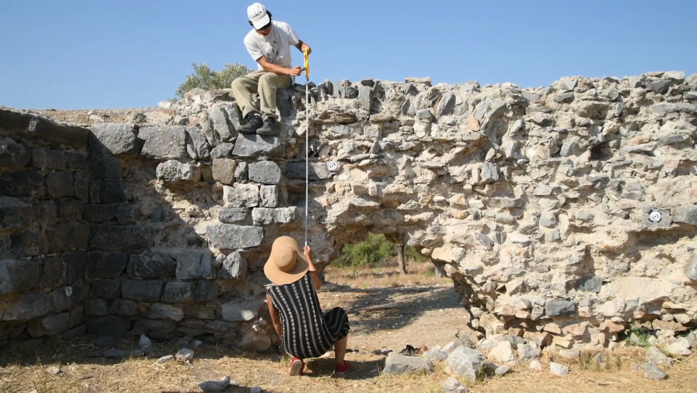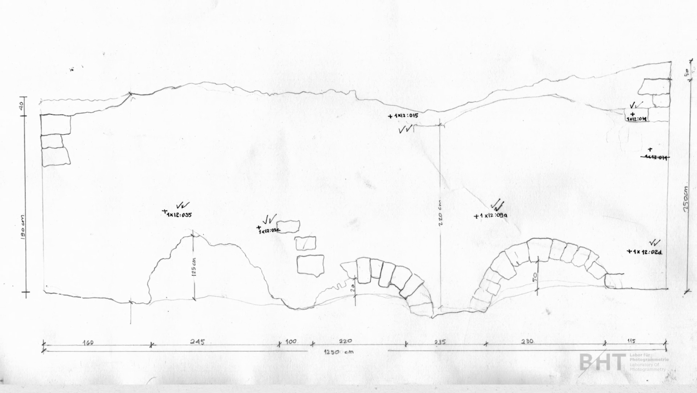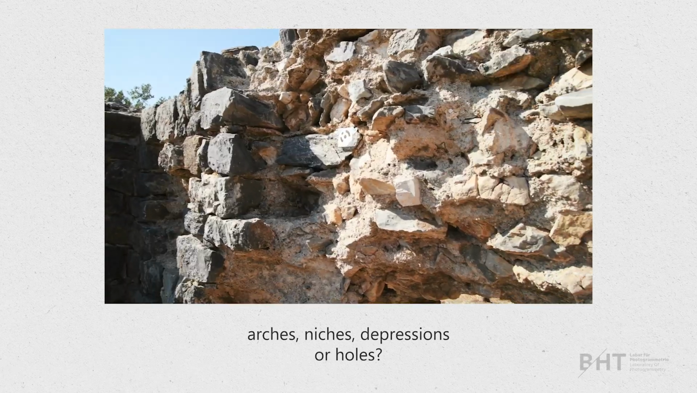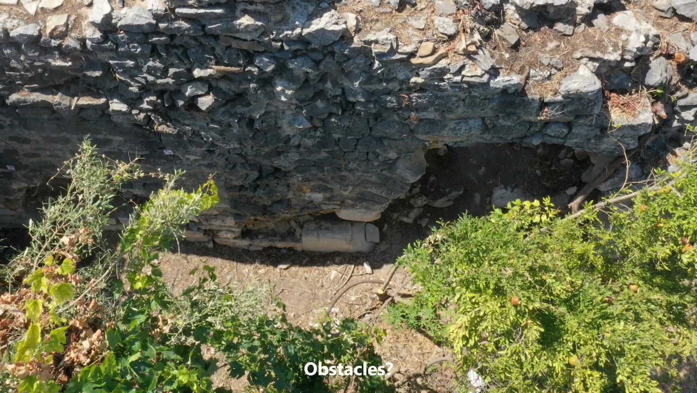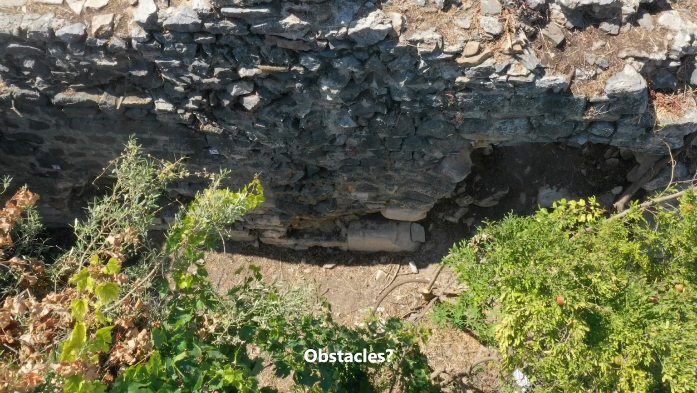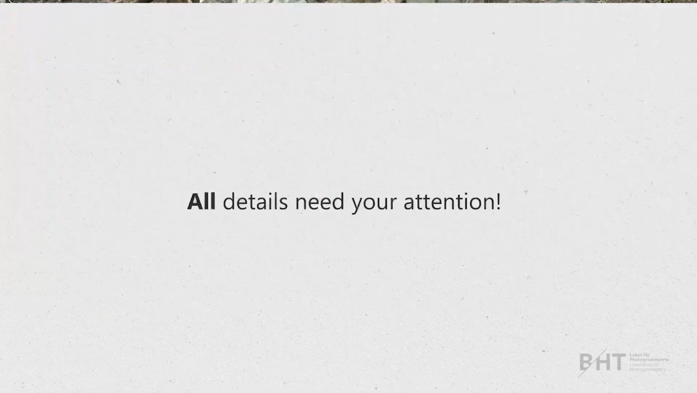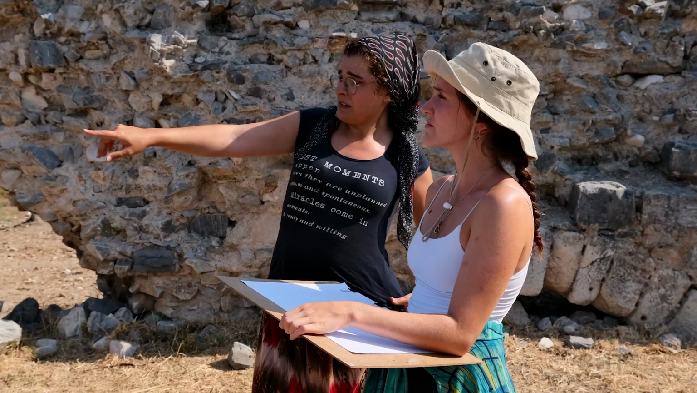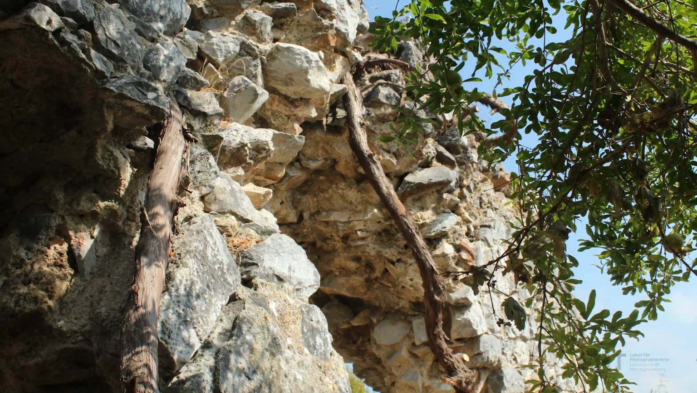In addition, you can enter special features in the sketch. Are there any arches, niches, depressions or holes which are part of the object? Are there obstacles in front of the object or in the nearer surrounding, such as trees or holes in the ground? All details need your attention. Is the object accessible from all sides? Is there any vegetation on the surface or in the nearer surrounding?